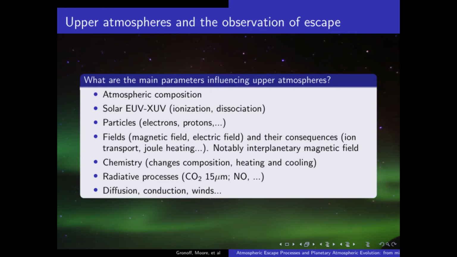The main parameters influencing the conditions in the upper atmosphere, conditions like the temperature, density, and scale height, are basically the atmospheric composition and the presence of solar or stellar EUV, XUV, as well as the particles and the field. It's important to take into account the chemistry because it changes the composition, the heating and the cooling, the radiative processes that cool or heat up, and also processes of the diffusion of particles, conduction of temperature, winds, etc.